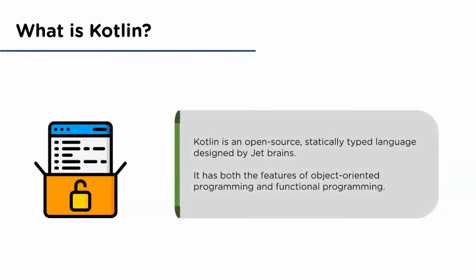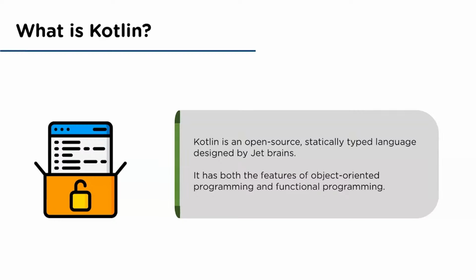Now, coming to what is Kotlin? Kotlin is an open source statically typed language designed by JetBrains. It has both the features of object-oriented programming and functional programming. Kotlin is interoperable with Java. That means both the languages can share and use the information, and just like the Java compiler, the Kotlin compiler also generates the bytecode which can run on JVM.